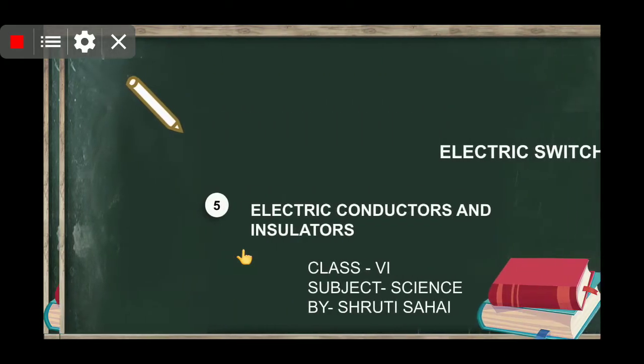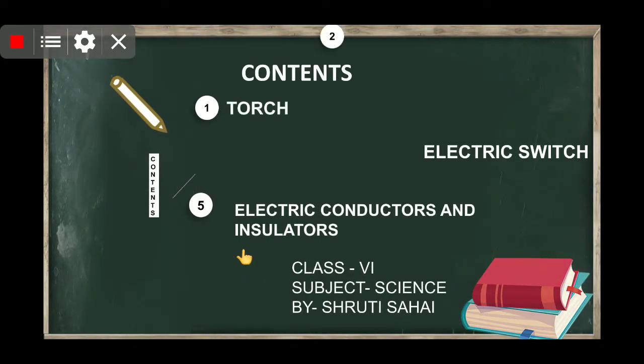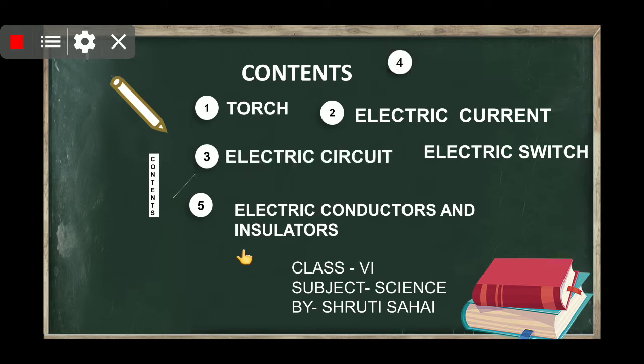So today we are going to start a new chapter, that is chapter number 12, electric currents and circuits. In this module we are going to study about various components of a torch, what electric current is, what an electric circuit is, what an electric switch is, and what you understand by electric conductors and insulators.